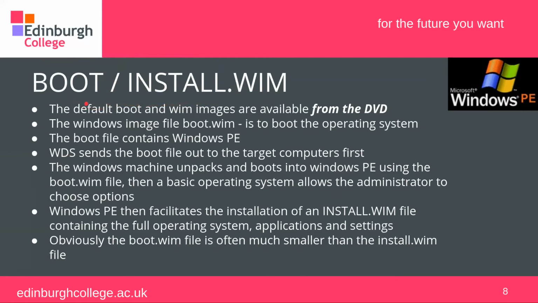And if we remember, the boot file just contains basic settings, Windows pre-execution. So we send the boot file across first, and the boot file boots into Windows pre-execution environment. Then we can choose some settings, and Windows pre-execution environment then facilitates the installation of the install.wim file. So for Windows 10, we can have one boot.wim file, and we can have 5 different install.wim files, okay? But the boot.wim file will always be the same.